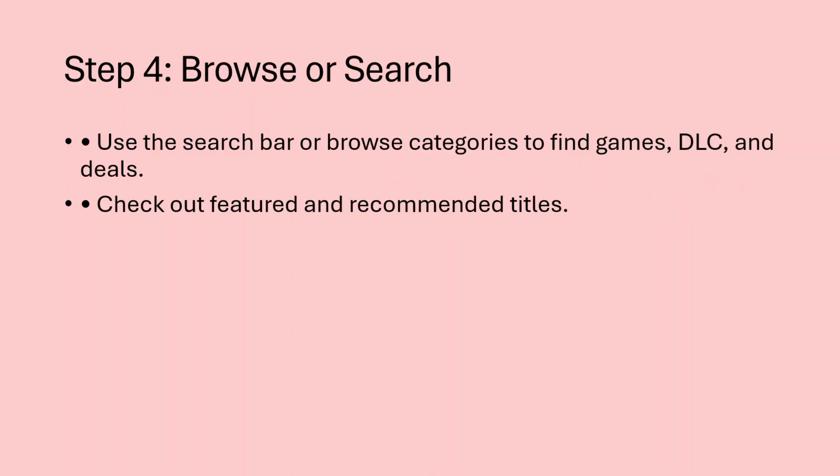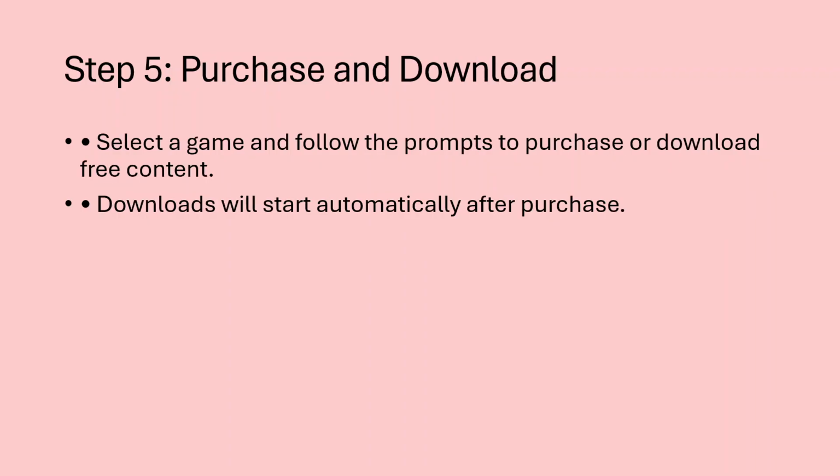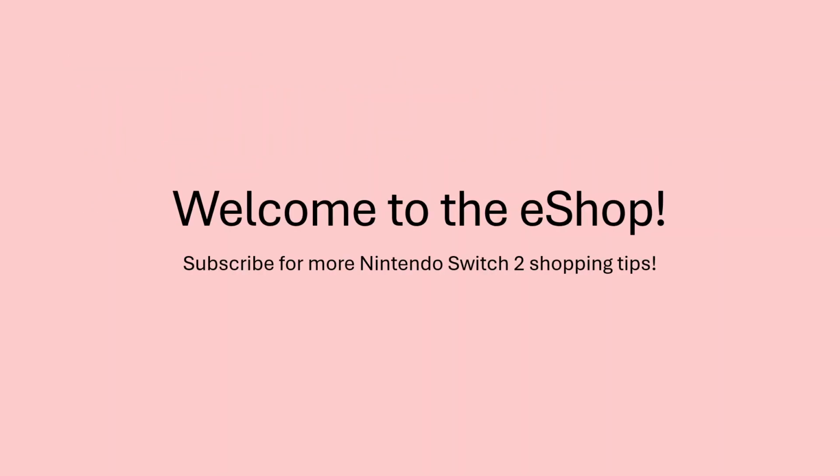Step 4. Browse or search. Use the search bar or browse categories to find games, DLC, and deals. You can also check out featured and recommended titles. Step 5. Purchase and download the games that you want. Downloads will start automatically after your purchase. And that's how you use the Nintendo eShop.